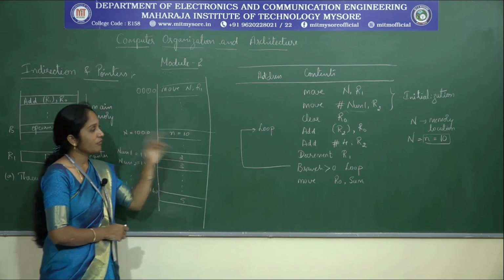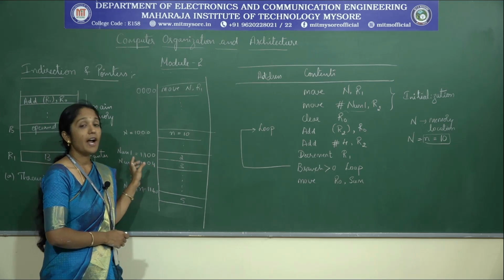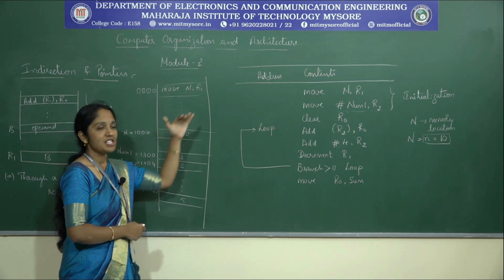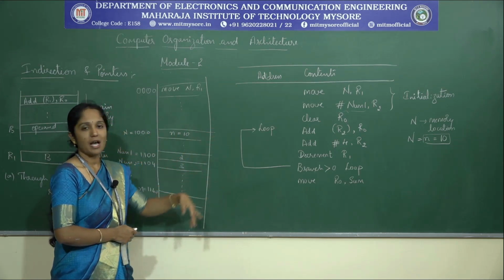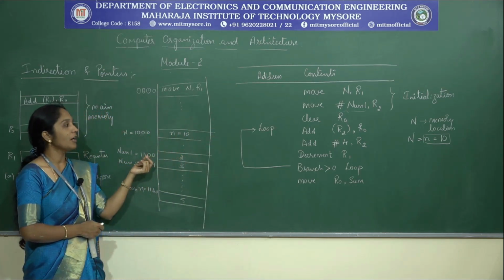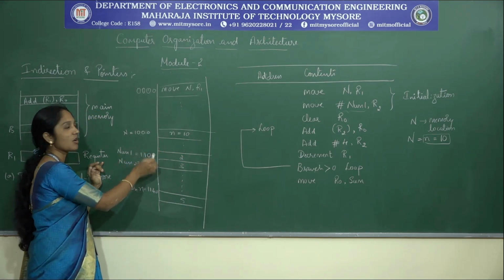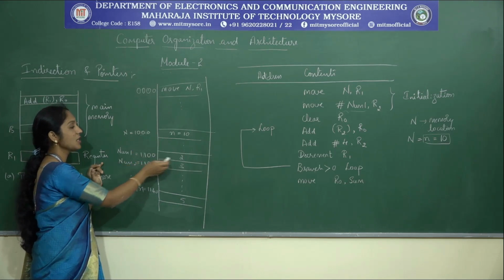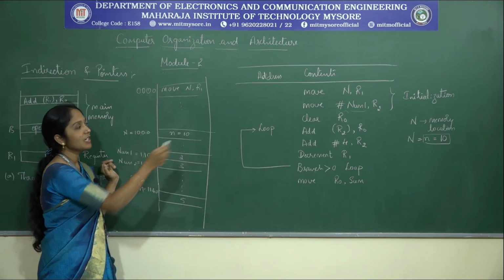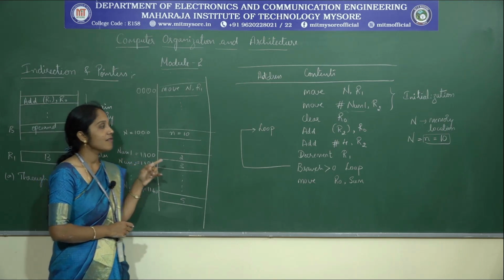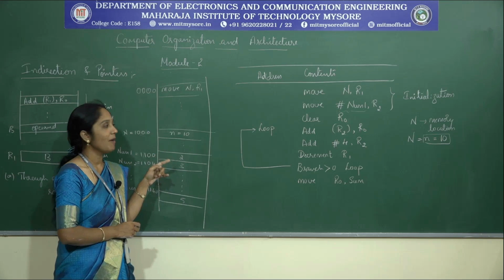If you observe the first instruction in the loop, we have add contents of R2 with R0. When the first pass through this program segment happens, the contents of the memory location 1100, that is 2, will be added with the contents of R0. Initially we have 0 in R0, therefore 2 plus 0 will be performed and the result is updated in R0. And next we have add as 4 comma R2.